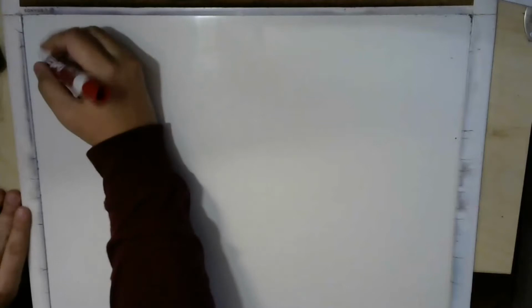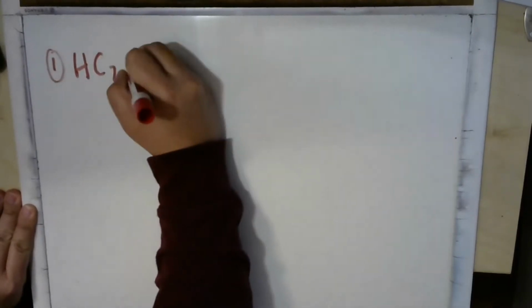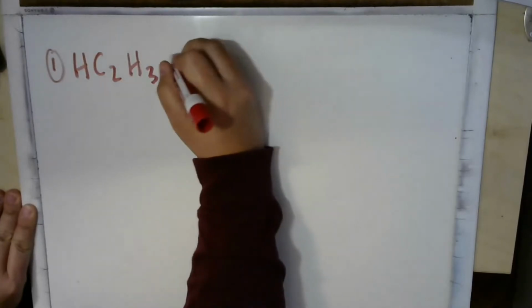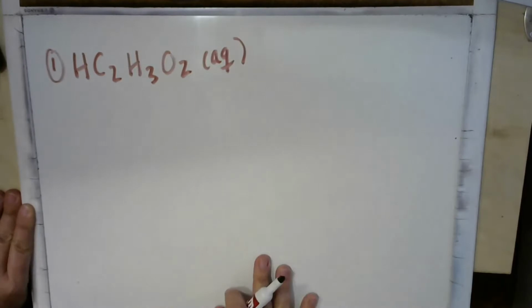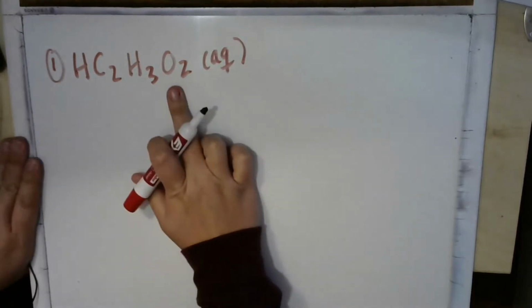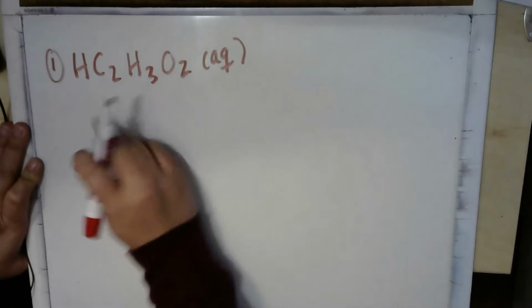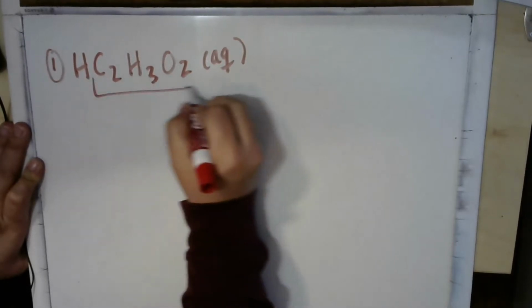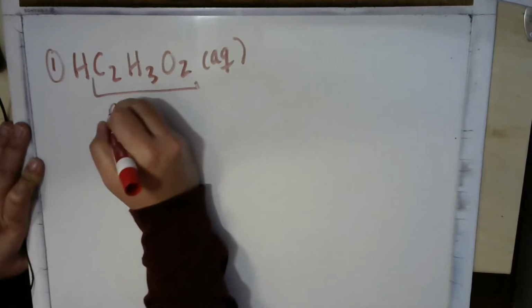So this first one, we have HC2H3O2. And we want to know what the name of this is. We see that it's an oxyacid. So right away we say to ourselves, we have to name this just based on the polyatomic ion that makes it up. So what is this polyatomic ion? This is the acetate ion.